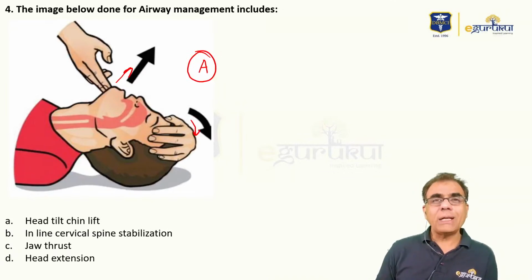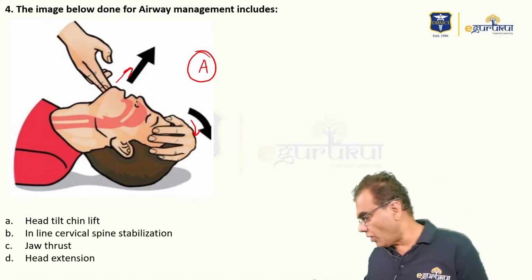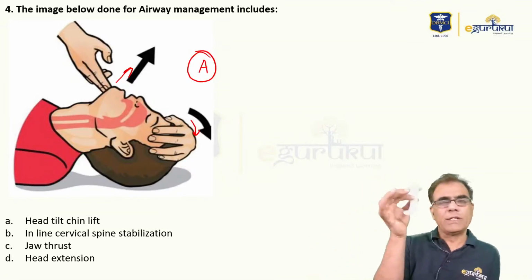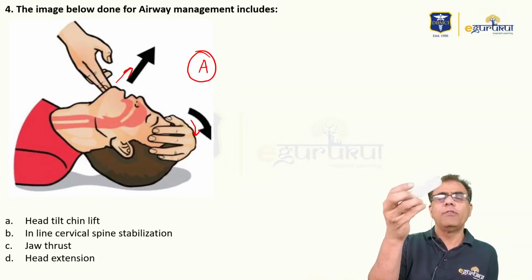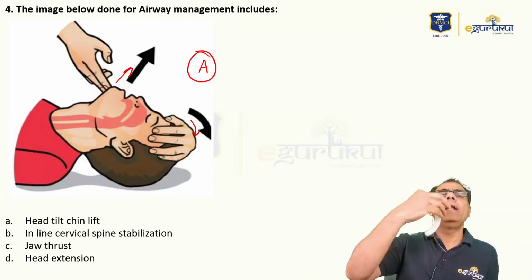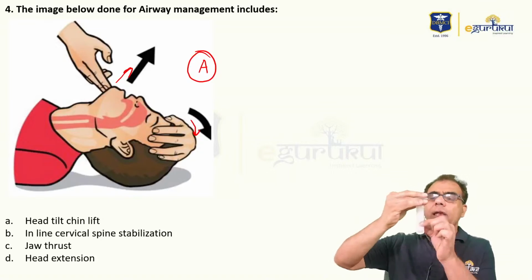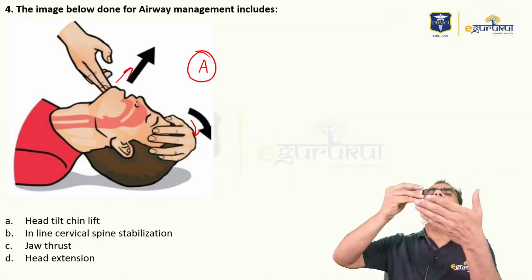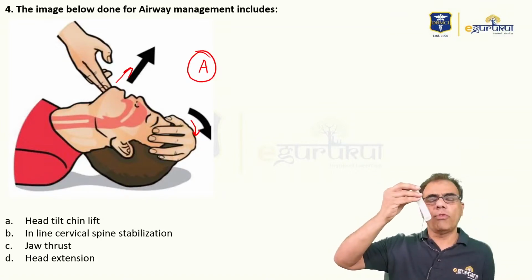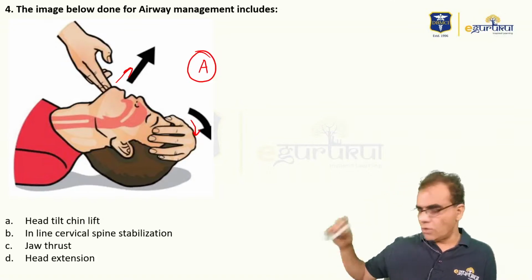In a hospital setup, you have a very simple piece of equipment to manage tongue fall, and that is called Guedel's airway. This is Guedel's airway, which is simply placed blindly in the oral cavity so that this part lies in the oropharynx, preventing the tongue from falling back on the posterior pharyngeal wall.